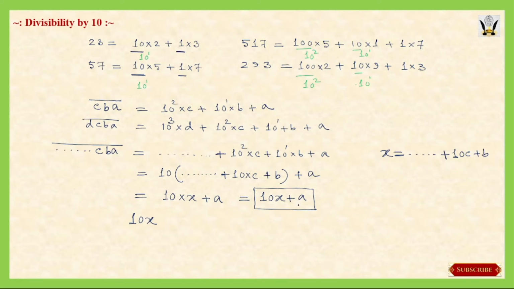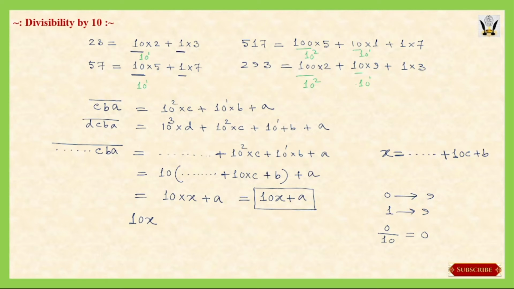So we have to focus on a, on what the value of a should be so that the given number will be divisible by 10. Now between 0 to 9, if we consider the 10 digits, the numbers from 1 to 9 are not divisible by 10. And if we divide 0 by 10, this concept we have already learned, the quotient will be 0, right?